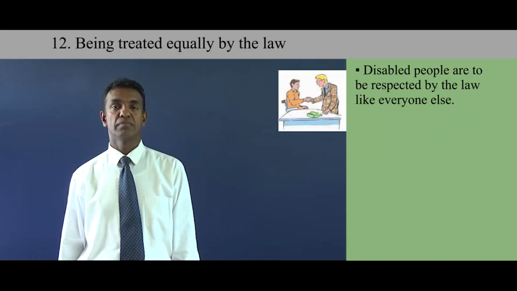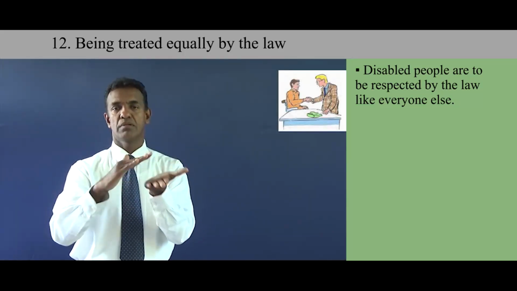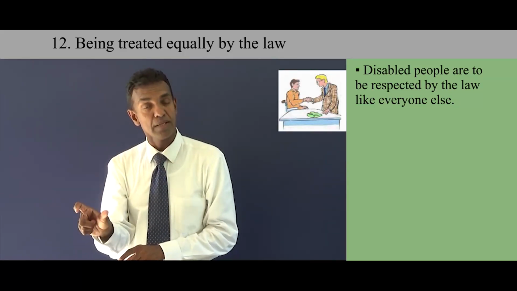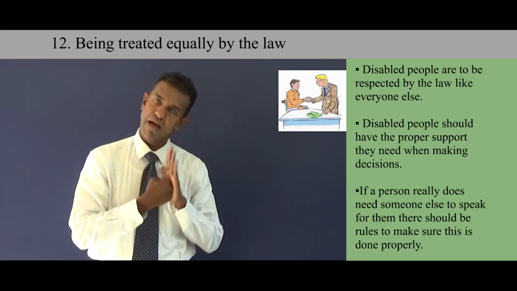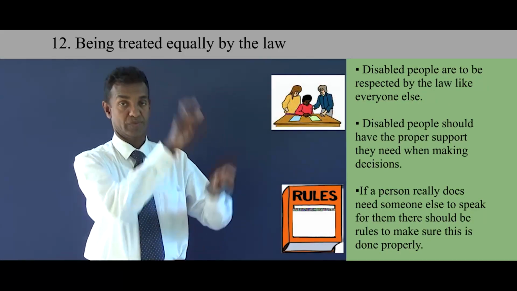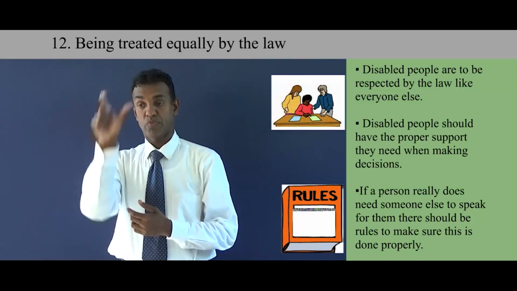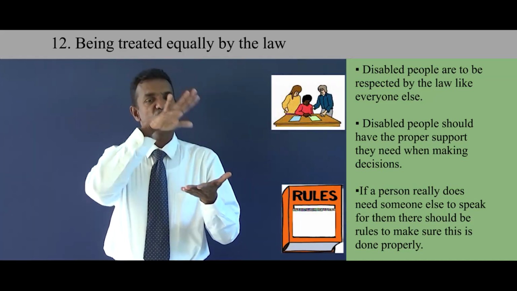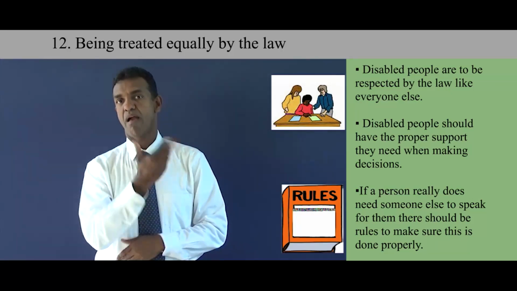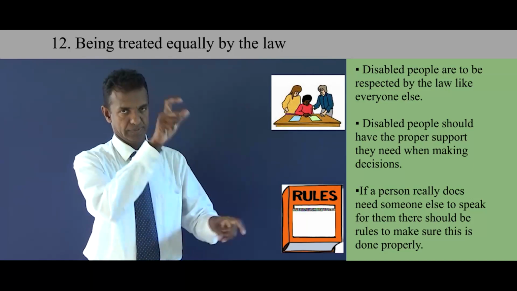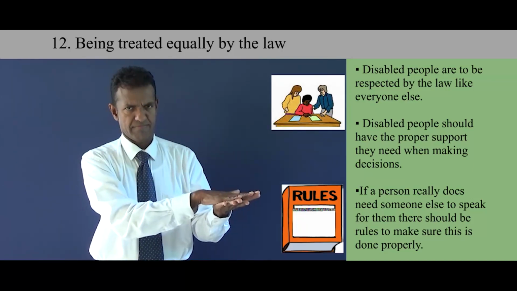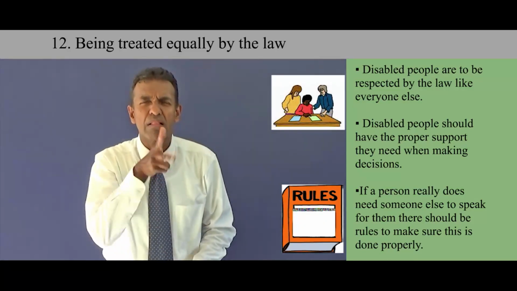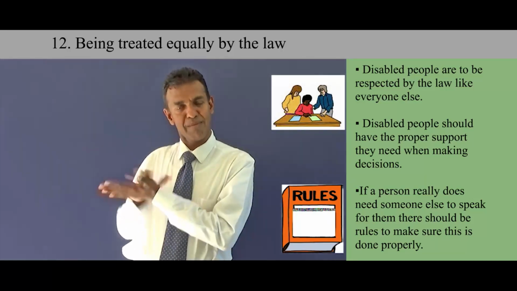Being treated equally by the law. Disabled people are to be respected by the law like everyone else. Disabled people have the same right to make their own decisions about important things as everyone else. Disabled people should have the proper support they need when making decisions. If a person really does need someone else to speak for them, there should be rules to make sure this is done properly.